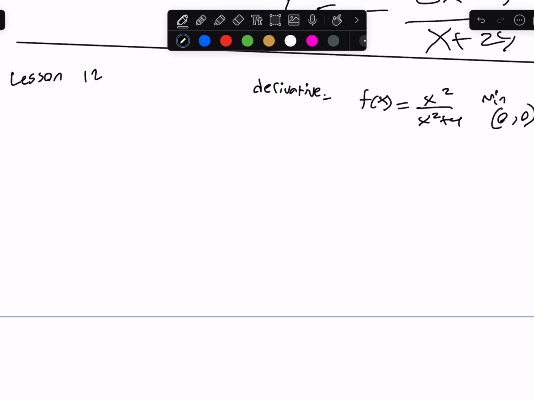Next, we are going to find the value of the derivative of the function f of x equals x squared over x squared plus 4 at its relative minimum of 0, 0. So first, we have to find the derivative of our function, and for this we're going to be using the quotient rule. So we are going to be doing the derivative of the numerator multiplied by the denominator minus the numerator multiplied by the derivative of the denominator, which would be 2x, over the denominator squared.